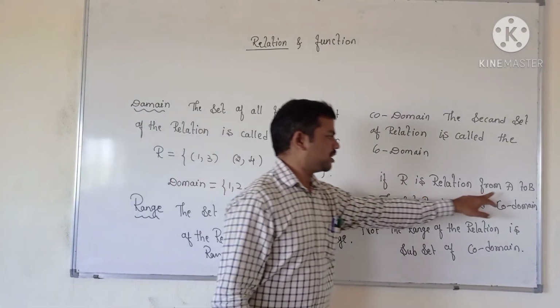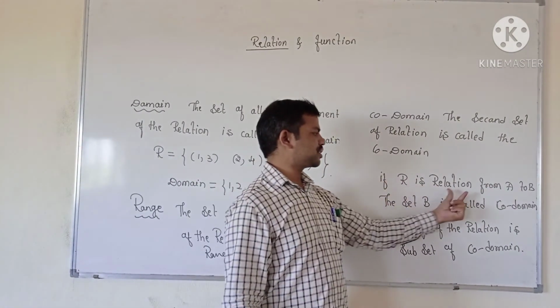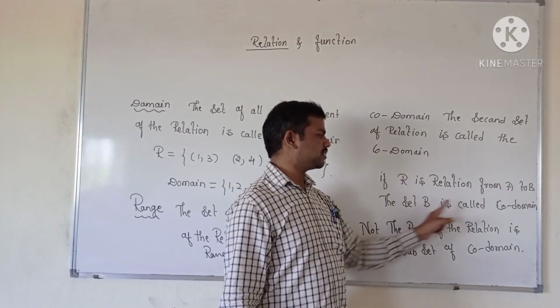And if R is a relation from A to B, then set B is called the codomain.